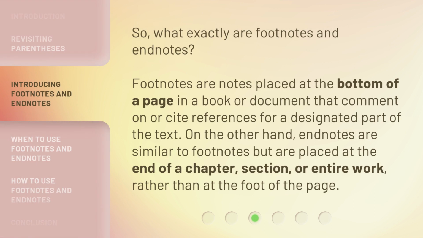So, what exactly are footnotes and endnotes? Footnotes are notes placed at the bottom of a page in a book or document that comment on or cite references for a designated part of the text. On the other hand, endnotes are similar to footnotes but are placed at the end of a chapter, section, or entire work, rather than at the foot of the page.